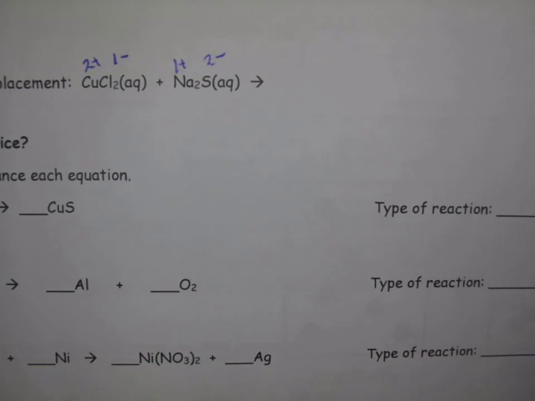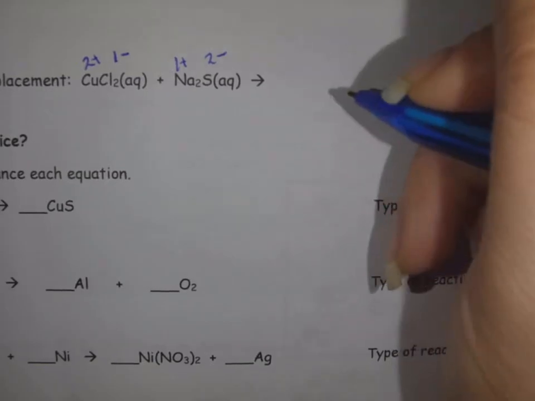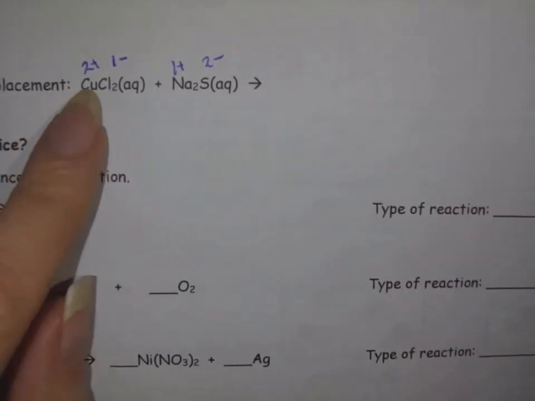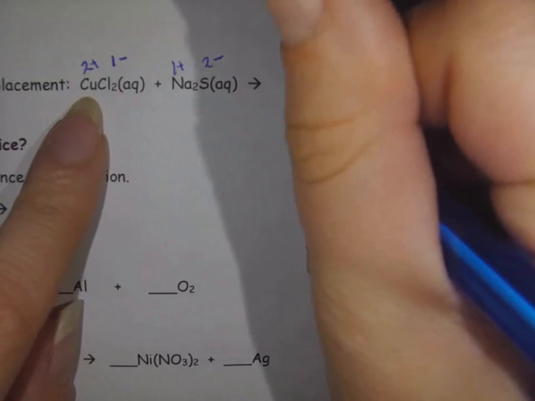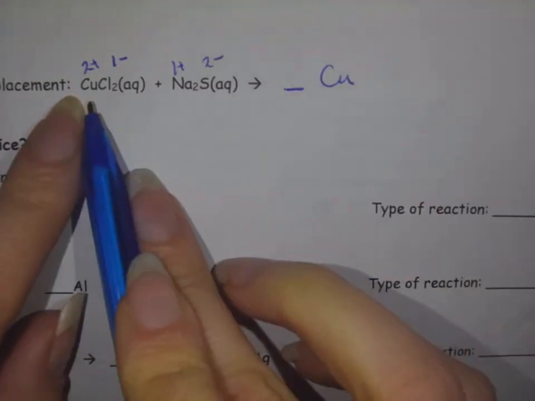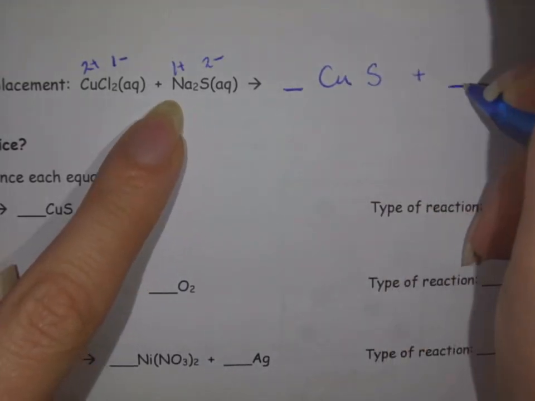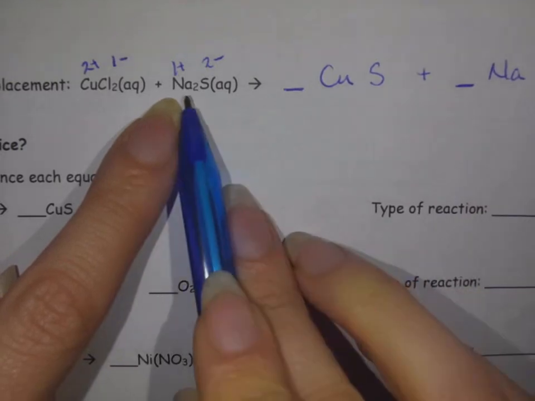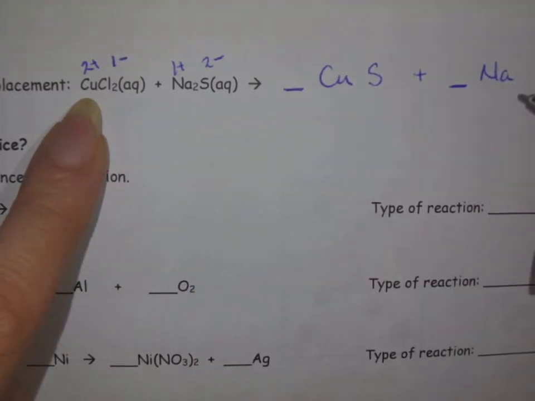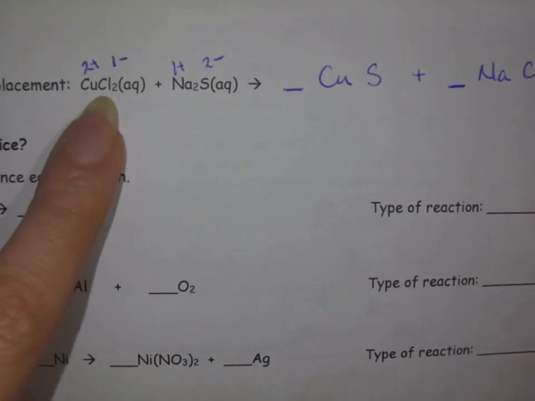So how do we switch these partners? It's really important that we don't put 2 positives together and we don't put two negatives together. Excuse me, so can't put two positives together, can't put two negatives together, because they would just repel each other. We want them to combine into a product here. So this copper, instead of being with the negative chlorine, it's instead going to go with the negative sulfur. And the positive sodium, instead of being with the negative sulfur, it's going to go with the negative chlorine.